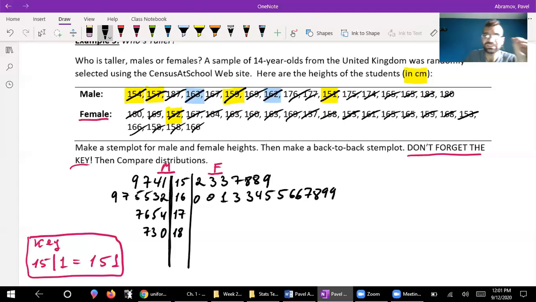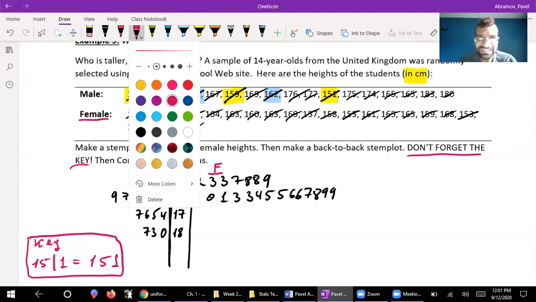Now we can also notice that for the female distribution, it is not a very good representation because there are so many numbers that are only in the 150s and 160s centimeters. So it's not a very good visual distribution. Whenever that happens, we can break it up a little bit more and create what's called a split stem. Let me show this in an example for the female distribution. So we can do a split stem.